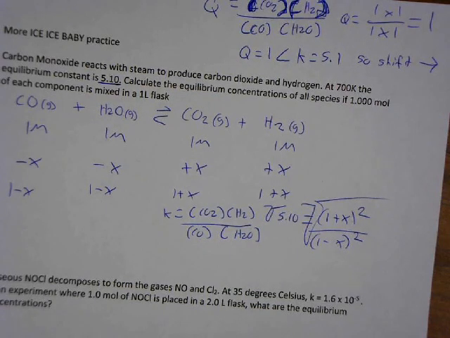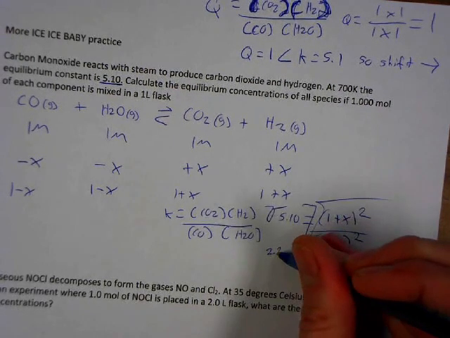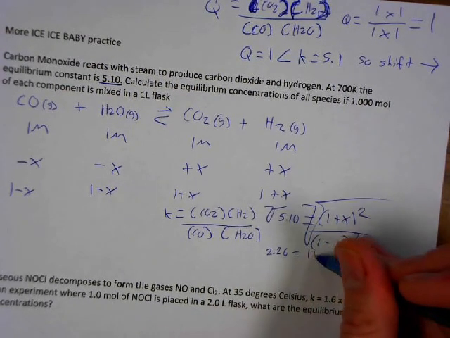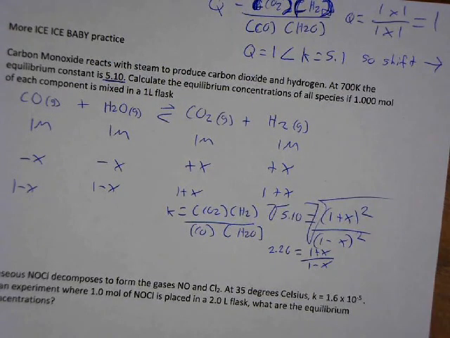Couldn't say, because that looks too complicated. It's easy. I like to make my math easy. I would have factored it out. If I have a square over a square, I'm going to square root it. What's the square root of 5.10? That goes against the law. We've learned the math, we haven't learned to be practical. This is the practical. 2.26 equals 1 plus X over 1 minus X.